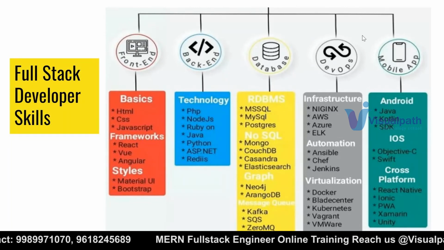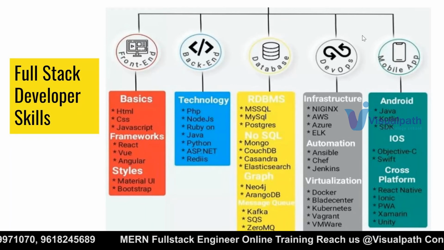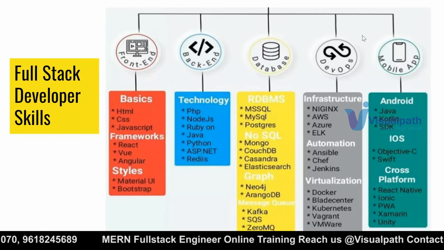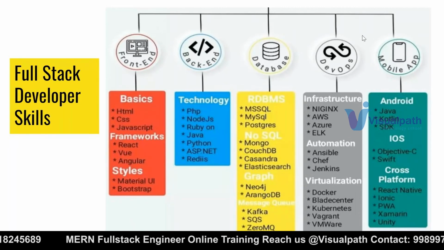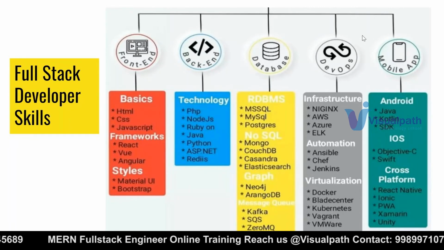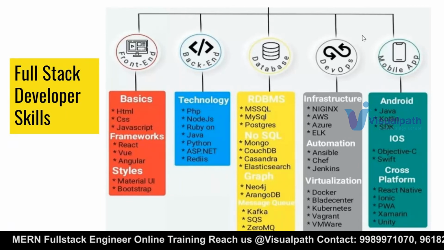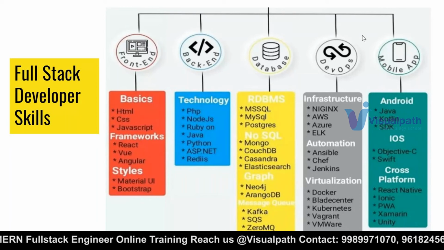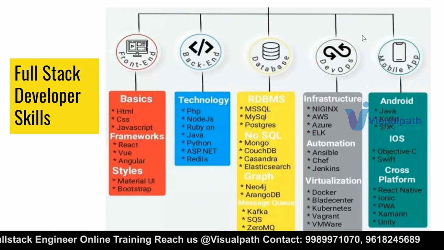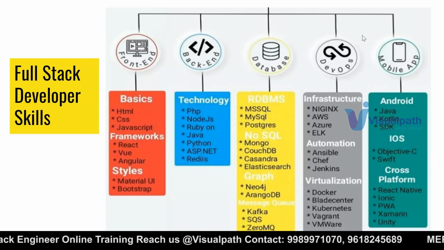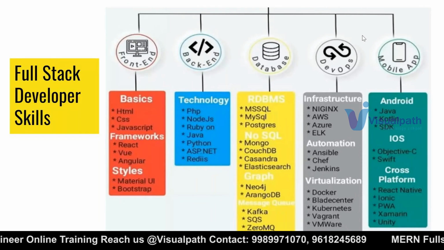And then from the backend side, we have PHP, Node.js, Ruby, Java, Python, .NET, and Redis. Redis is an in-memory database. Using that also, certain APIs are written. Especially we are using Node.js, and there is a purpose for using Node.js, which we will be covering in the forthcoming slides. And databases: there are a lot of databases. We would be covering MySQL from the RDBMS side, and Mongo from the NoSQL side.